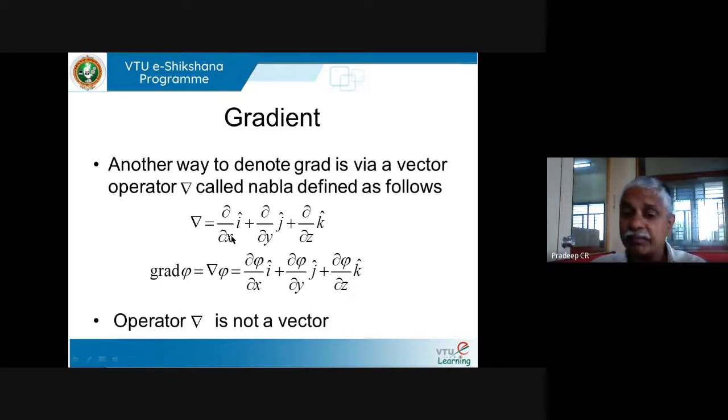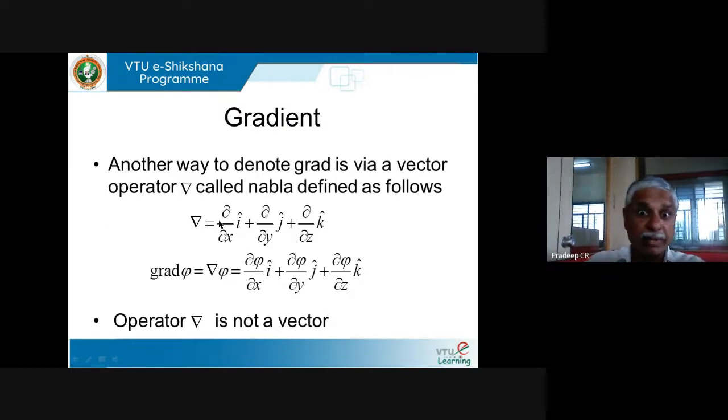Del by del x of some function makes some sense. So this is not truly a vector. Is it a scalar? It's not a scalar either. This is an operator. When you learn differentiation, you must have learned d by dx of sin x, d by dx of tan square x, d by dx of 1 by 1 plus x square, d by dx of log x, various functions. What is d by dx? Is that a function? Is that a number? No, none of them. d by dx is an operator, which means d by dx operates on a function. So here, similarly, this is an operator.